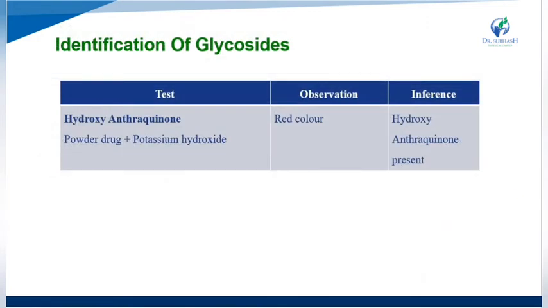Now we see the hydroxyanthraquinone test. Powdered drug plus potassium hydroxide. They generate a red color, and in inference it indicates hydroxyanthraquinones are present. So these are the three tests for anthraquinone glycosides.